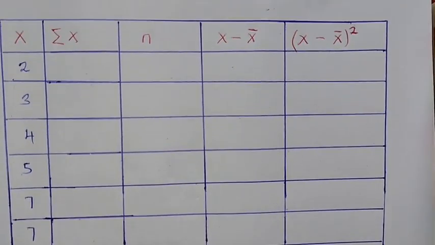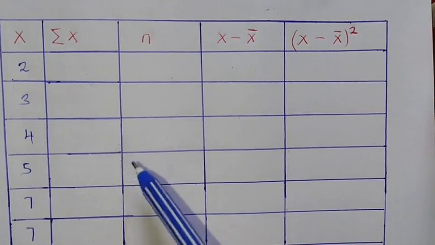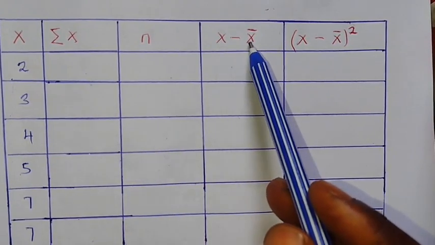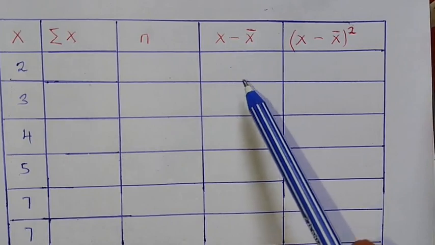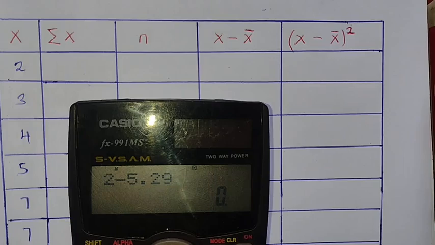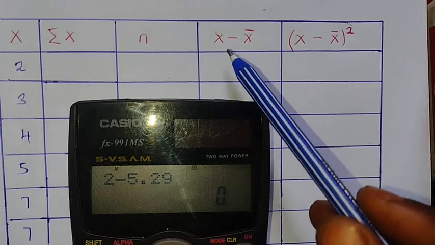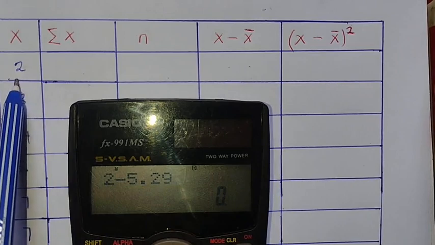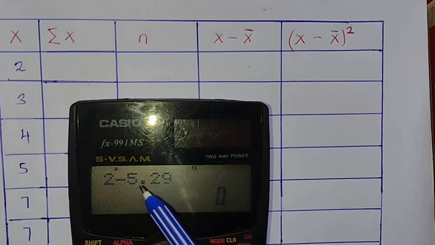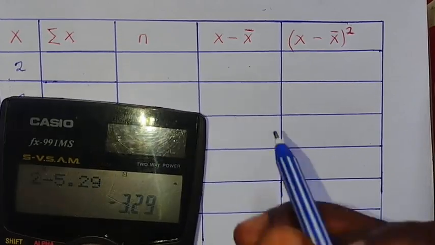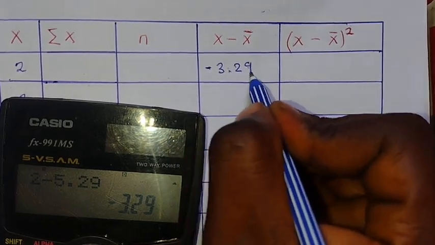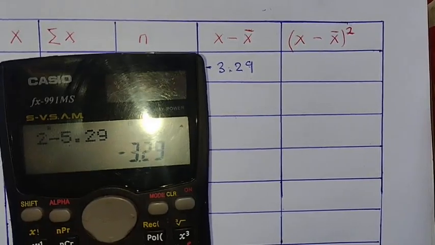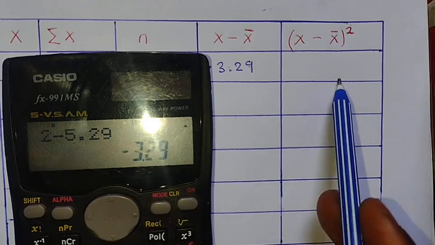Okay. So when we come to our table right here, where we have x minus mean, we'll be getting 2 minus the mean. Then we put the value right here. That's what you'll be doing. So for the first one, our x is 2 minus the mean, which is 5.29. This will give us negative 3.29. So this value is what you put here, negative 3.29.